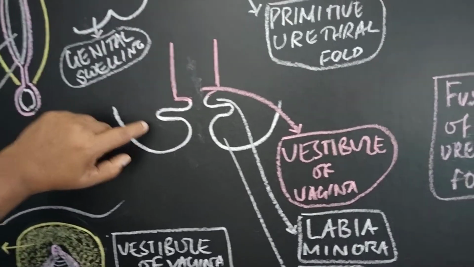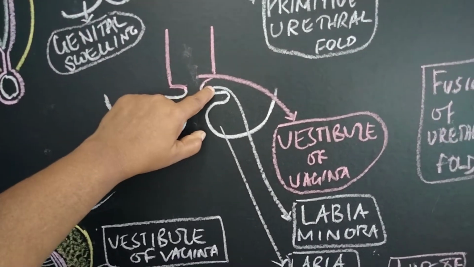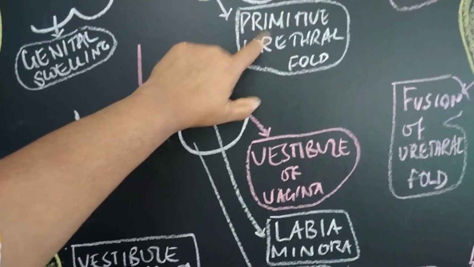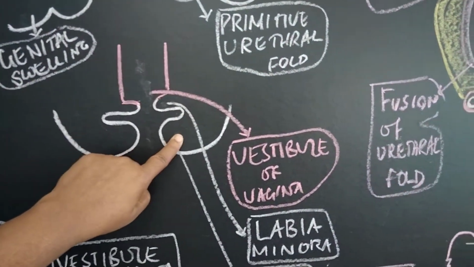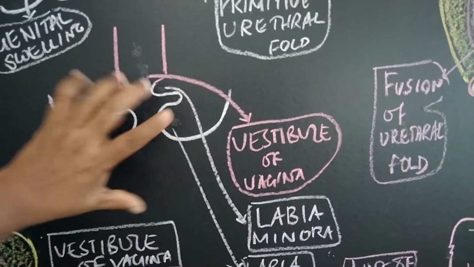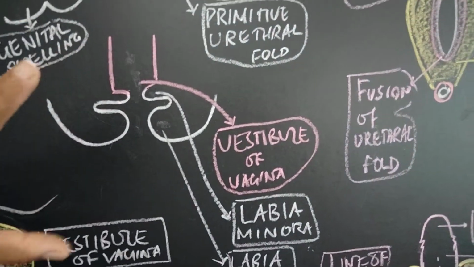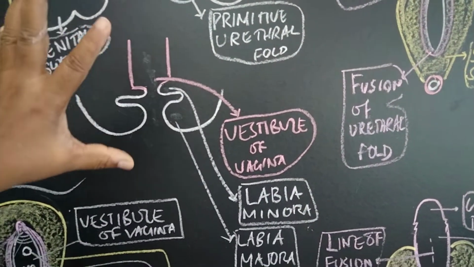Okay. Now this is the labia minora, that is from the primitive urethral fold, and this is the labia majora, that is from the genital swelling. So this is how the external genitalia of the female are formed.